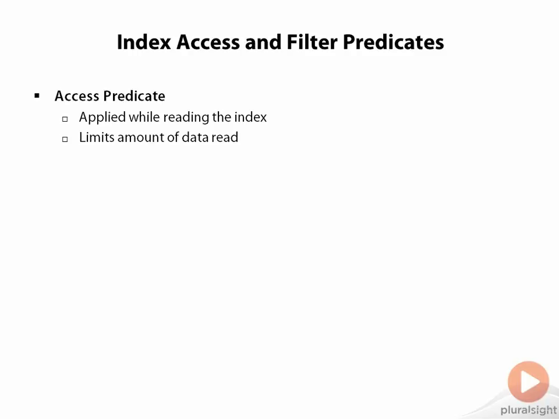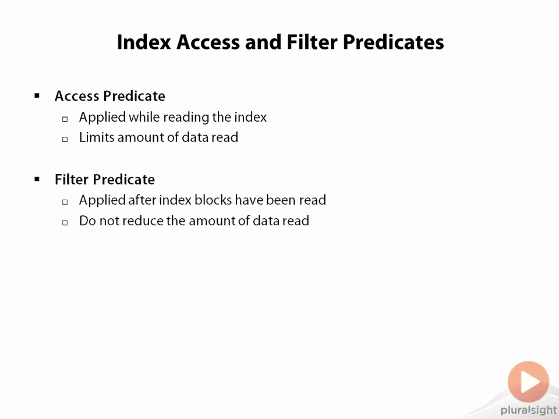Just like in table operations, filter predicates are applied after the data is read from the database object, in this case the index. Since filter predicates are applied after data is read, they do not reduce the amount of data that must be read for the operation. However, a filter predicate on an index operation will only apply to the data read in that index operation. So if an index operation contains both an access and a filter predicate, the access predicate will first be applied to only return a small subset of the index values that match the access predicate, and then the filter predicate will run only on this subset of values, not on every value in the index.